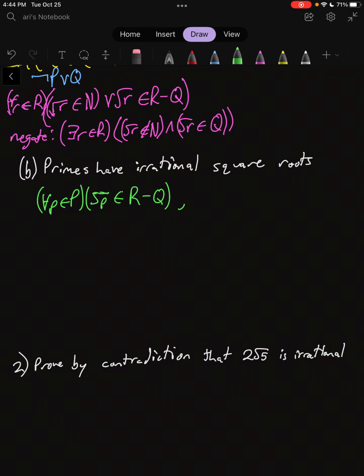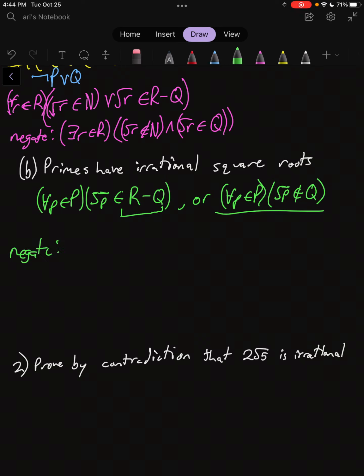And I think another way of saying this is, for every P that's in the primes, the square root of P is not rational, like that. I think that's also equally correct. And honestly, I like to write it this way. We talked about in class how you could write this to be irrational. I'm pretty sure the second way that I wrote is also correct. But either way.